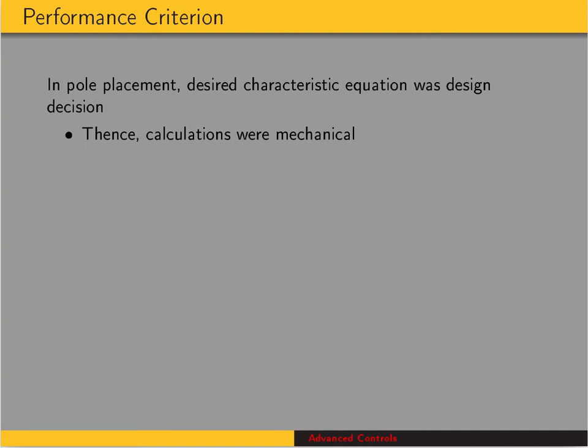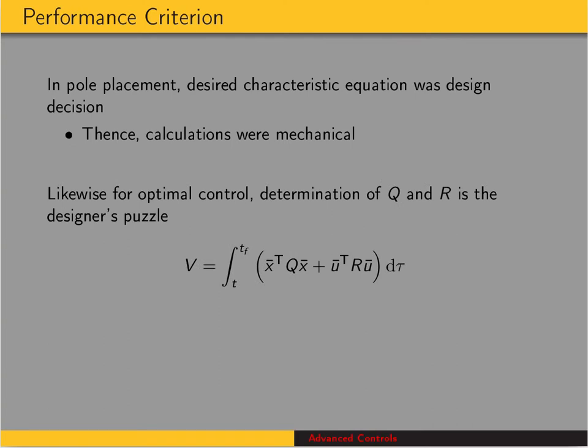Now, the optimal control process, or designing a controller with this method, is similar to that for the pole placement method. And here's how. In pole placement, the desired characteristic equation was the design decision. So after we had done that, then the calculations were pretty mechanical. There wasn't creativity involved beyond choosing what the characteristic equation was going to be. And so similarly for optimal control, determining Q and R is the designer's puzzle.